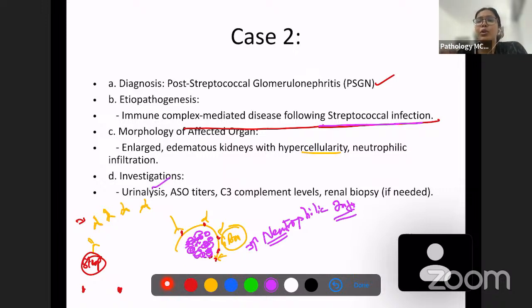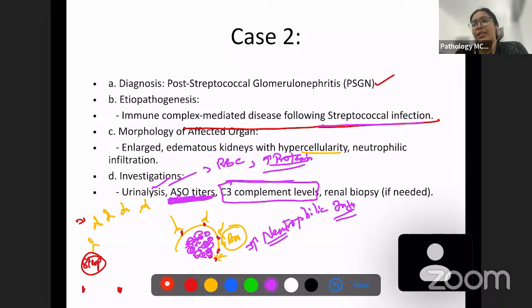In urine analysis, we have already discussed, we're going to have RBCs in the urine, hematuria, and increased protein. Not nephrotic range, but yes, increased proteinuria is going to be there. Also, increased ASO titers. ASO is nothing but anti-streptolysin O titers, we'll read more about this in micro. This is a protein which you can identify in cases of streptococcal infection. And then C3 complement levels are actually decreased. We will see decreased complement levels in this condition.